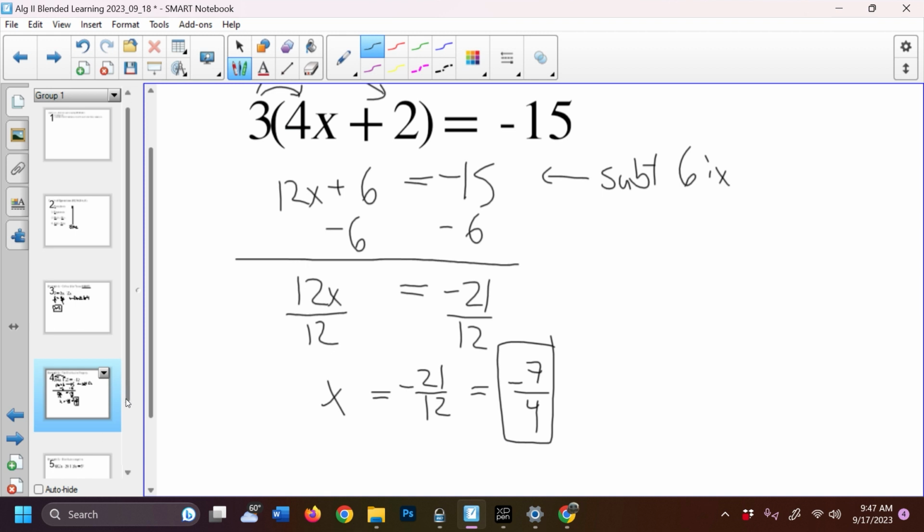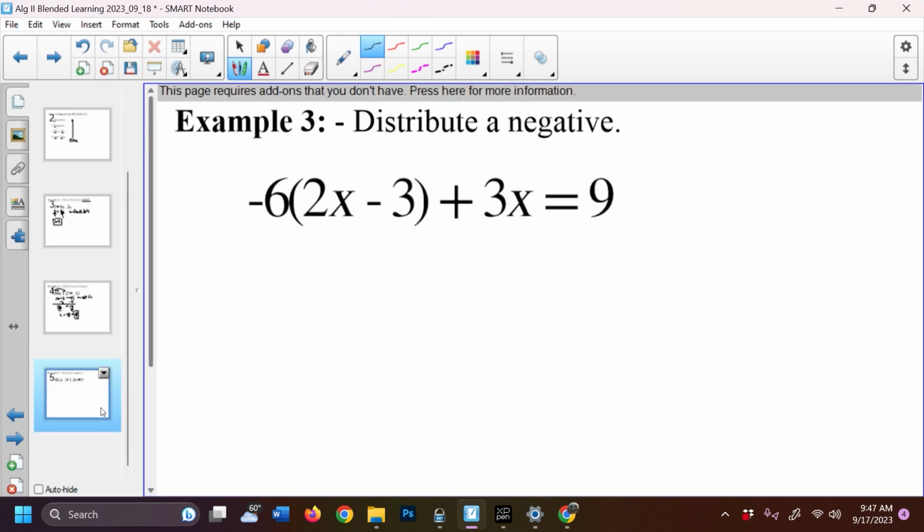All right. The last example that I want to talk about is distributing a negative. And students often make mistakes when they are asked to distribute a negative. So I want to remind you, when you distribute a negative, you have to distribute that negative to both terms. So negative 6 times 2x will give me negative 12x. And then negative 6 times negative 3 will give me positive 18.